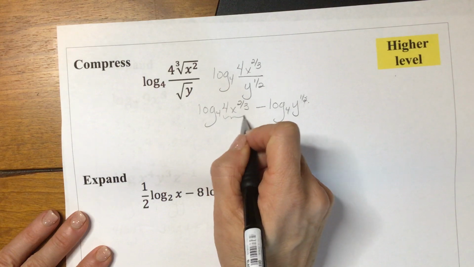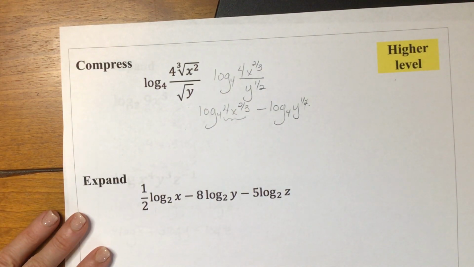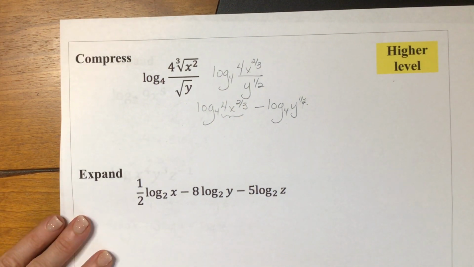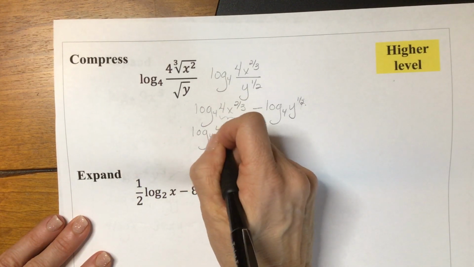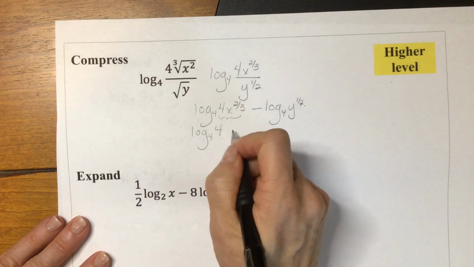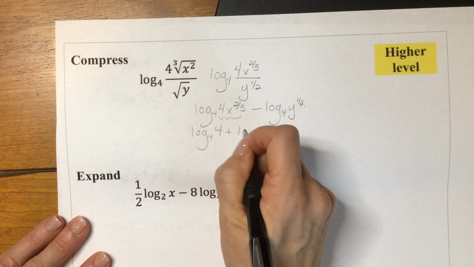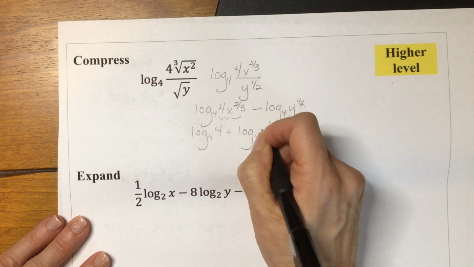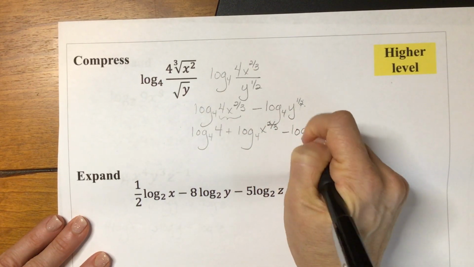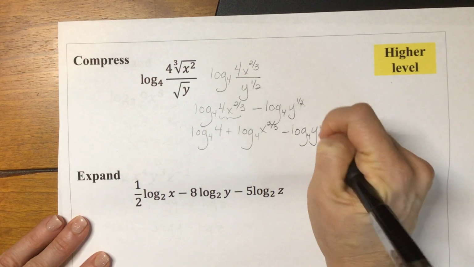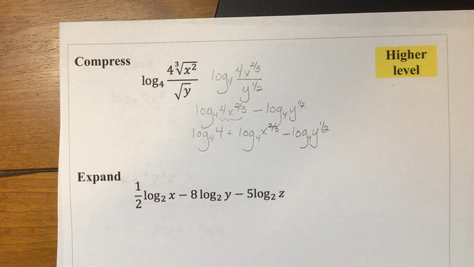Now this is multiplication. 4 is being multiplied times x to the 2/3, so I need to expand that. So I get log base 4 of 4 plus log base 4 of x to the 2/3 minus log base 4 of y to the 1/2. And if at that point you also use the power property at the same time, that's fine. I'm doing each step separately.